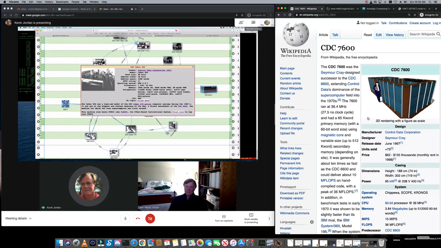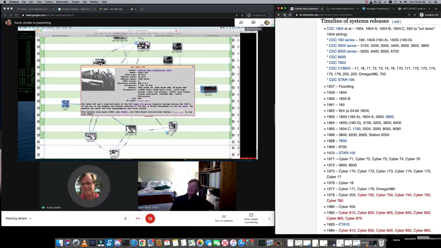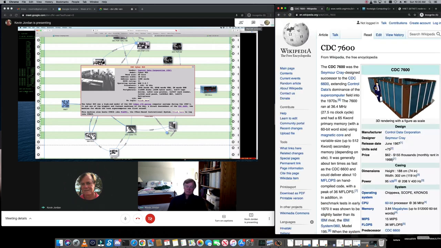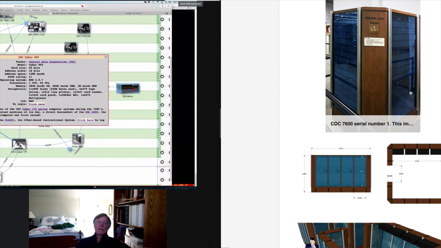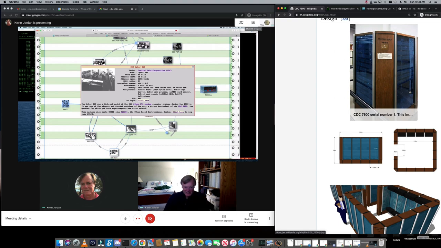They were very expensive machines and physically quite large as well. And these machines, the 7600 and the 6600, for example, from an interior designer's point of view, were just gorgeous machines to look at. They had mahogany exteriors with smoked blue glass. Yes, they were just very pleasing to the eye.